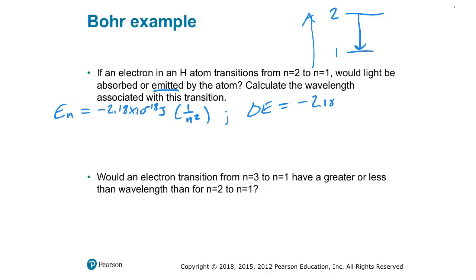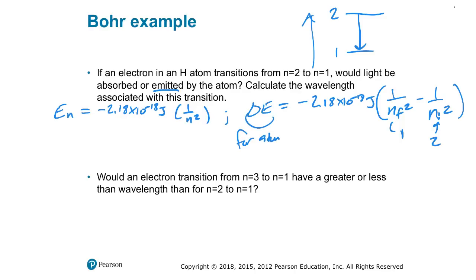It's minus 2.18 times 10 to the minus 18 joules times 1 over the nf squared, and then minus 1 over the initial n squared. Okay, so our final n is 1, our initial n is 2. So we can throw that into a calculator. So that gives us the energy change. Now this is the energy change for the atom. So the atom is like our system, and the wavelength of light that can be created, that's like our surroundings. That would be the energy being lost by the system given to its surroundings in the form of a photon of light. So we just go minus 2.18.